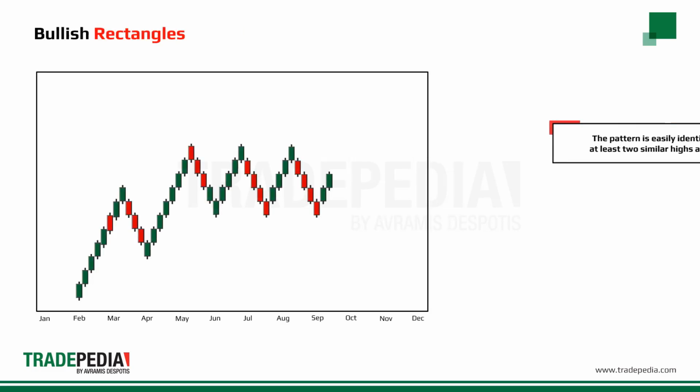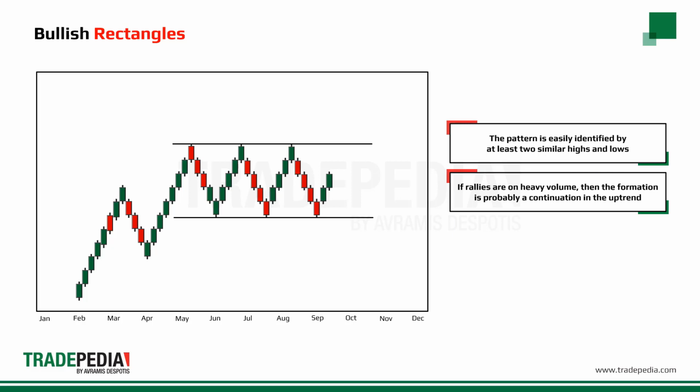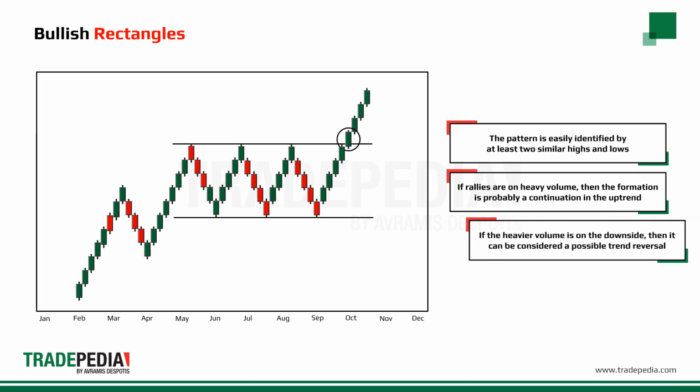For a bullish rectangle, the pattern is easily identified by at least two similar highs and lows. If rallies are on heavy volume and setbacks on lighter volume, then the formation is probably a continuation in the uptrend. However, if the heavier volume is on the downside, then it can be considered a possible trend reversal.